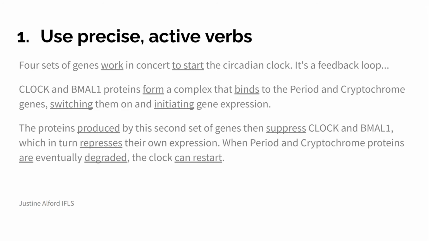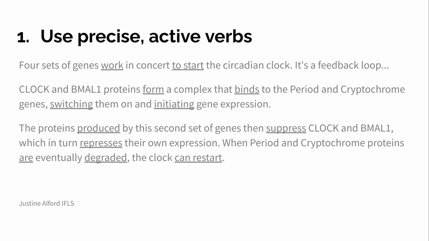Now, let's move on. Here's an example of how precise active verbs can be used in sentences to explain research. Here, I've underlined the verbs for you so that you can easily see how many verbs are being used. 4 sets of genes work in concert to start the circadian clock. It's a feedback loop. Clock and BMAL1 proteins form a complex that binds to the period and cryptochrome genes, switching them on and initiating gene expression.